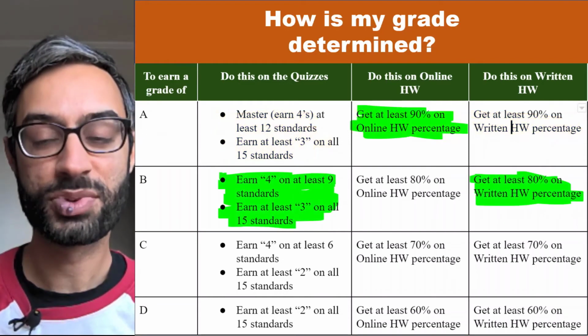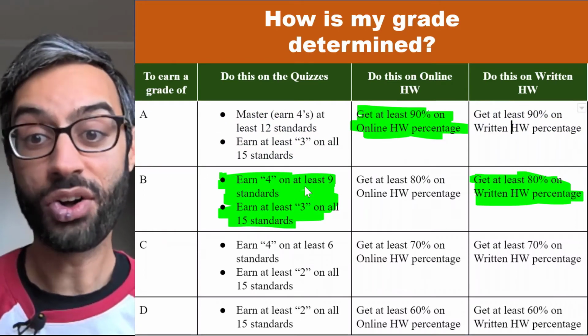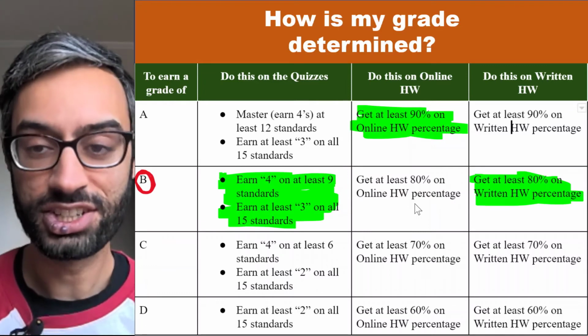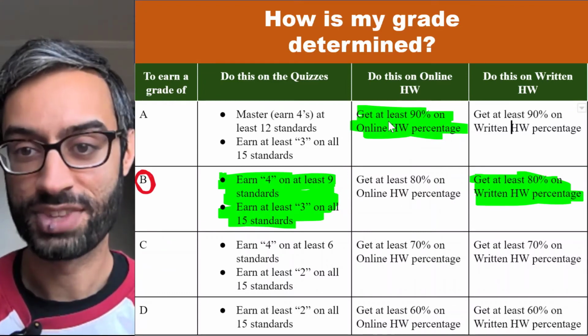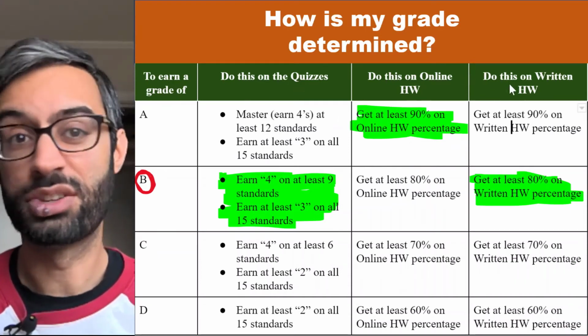As another example, suppose that a student did the following. So this student has met all the criteria for a B. With online homework, they actually exceeded the criteria for a B. They were actually meeting the criteria for an A. They got at least a 90%. They wouldn't get an A because they haven't met the criteria on quizzes or on the written homework to earn an A.